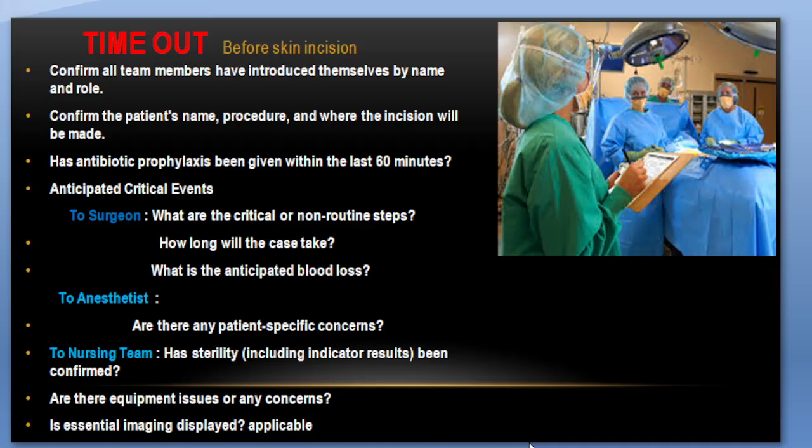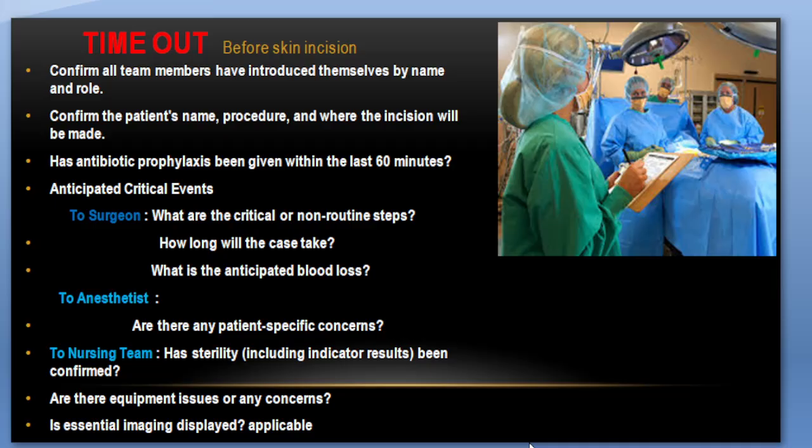Okay, what are the things included in this timeout? First thing is, all surgical team members introduce themselves by name and role. The important thing here is that each surgical team member should introduce themselves by their role as well as their name. For example, the doctor says, I am Doctor so and so, and my role in this surgery is main physician or main surgeon. Next, the anesthetist says what his role is, as well as the nursing officers.